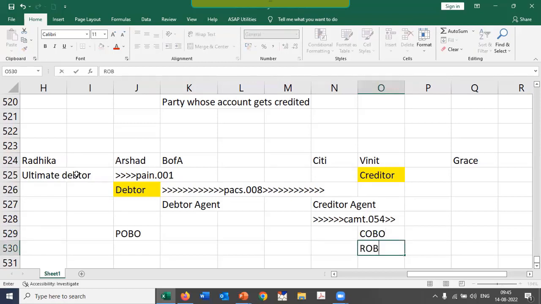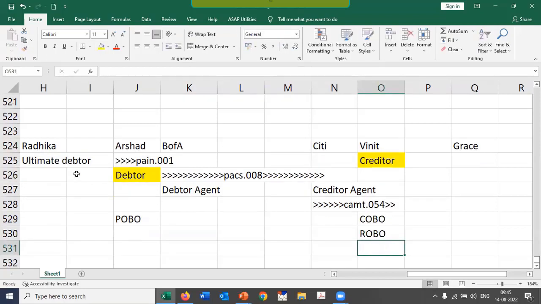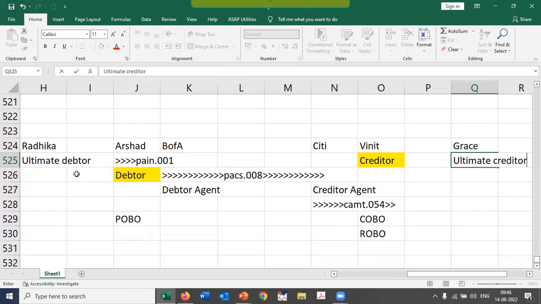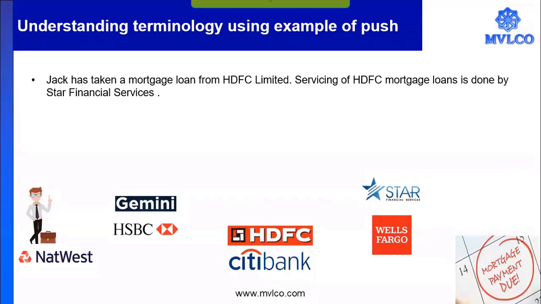Some of you may use the word ROBO, receipt on behalf of. So if Vinith is collecting or receiving on behalf of Grace, Vinith, whose account gets credited, is the creditor, and Grace, on whose behalf Vinith is collecting the money, will become the ultimate creditor. So this is the way in which we have the terminology: ultimate debtor, debtor, creditor, and ultimate creditor. Are we clear? Now this is an example.